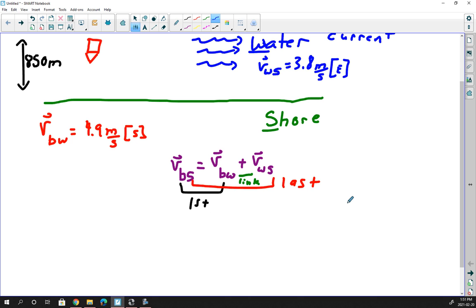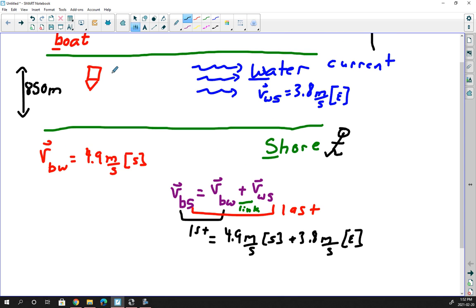And we know this information, so we can write that down, and that would equal 4.9 meters per second south plus 3.8 meters per second east. So it's telling you that the person here on the shore watching all this happen is going to see the boat move to the south and move to the east both at the same time. So it's not going to get directly across the river.